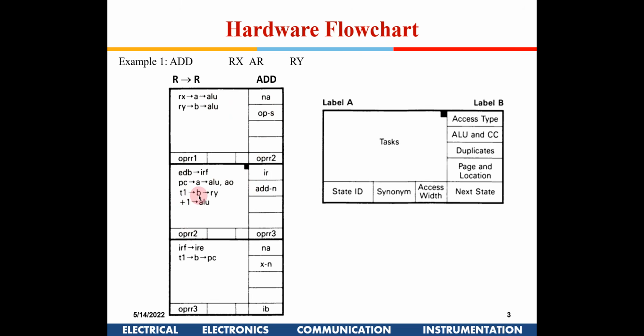So T1, through the B bus, is being brought to RY. Also, we need to increment the count of the program counter, right? If you see here, this is the program counter. That is being brought to the ALU, and similarly it is also brought to the address output bus buffer. That will enable fetching the next instruction. From the data bus, the next instruction is being fetched to the instruction fetch register.